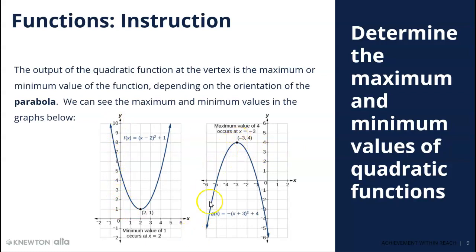Now if you have a graph that opens downward, the vertex is the highest point, and the y value is the maximum value. So the 4 here, or the y-coordinate of the vertex, would be the maximum value. The range therefore will be from negative infinity up to this point here, which is y equal to 4.